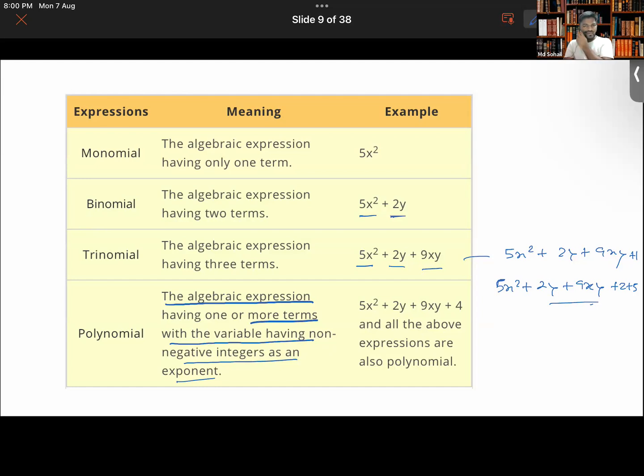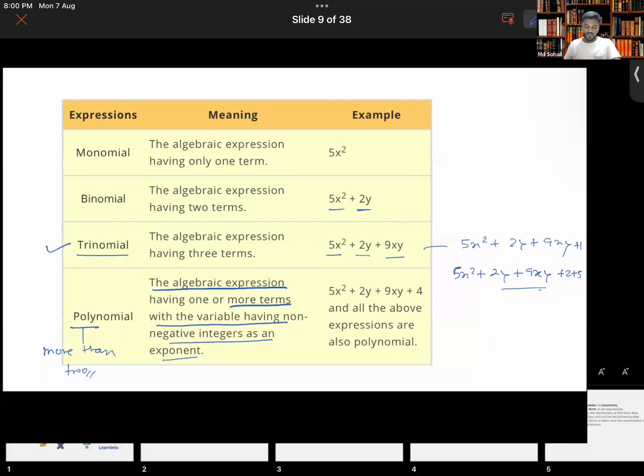In fact, trinomials are also called polynomials. Poly basically means more than two. So any algebraic expression that has got more than two terms is basically called a polynomial. So a trinomial is also under the category of polynomial. Exactly. I hope that's clear. Arhan, did you get this? Yes, sir. Thank you, sir. Okay, you're most welcome.